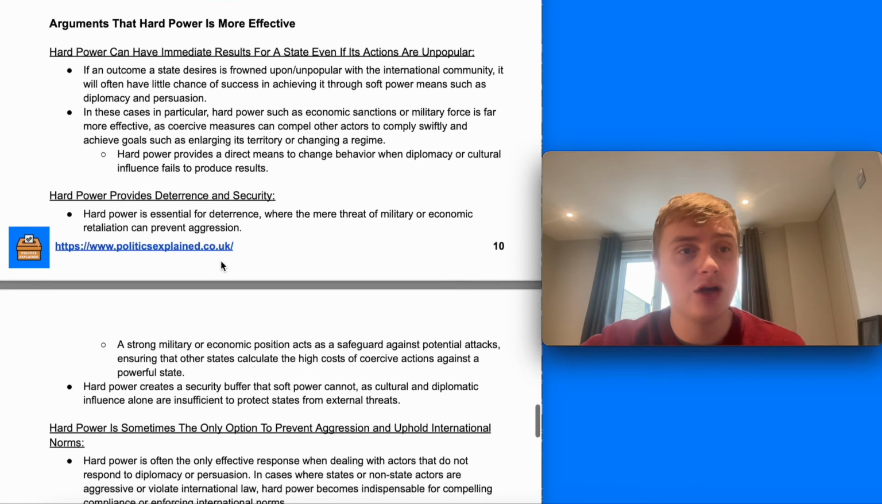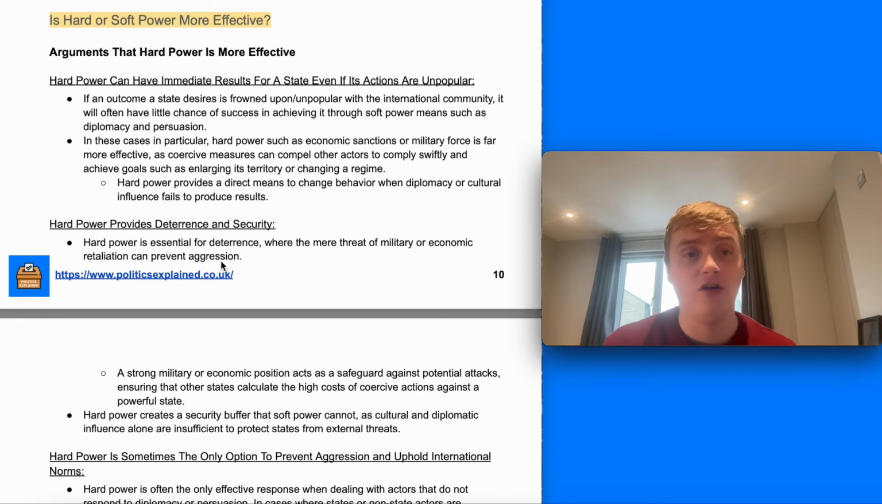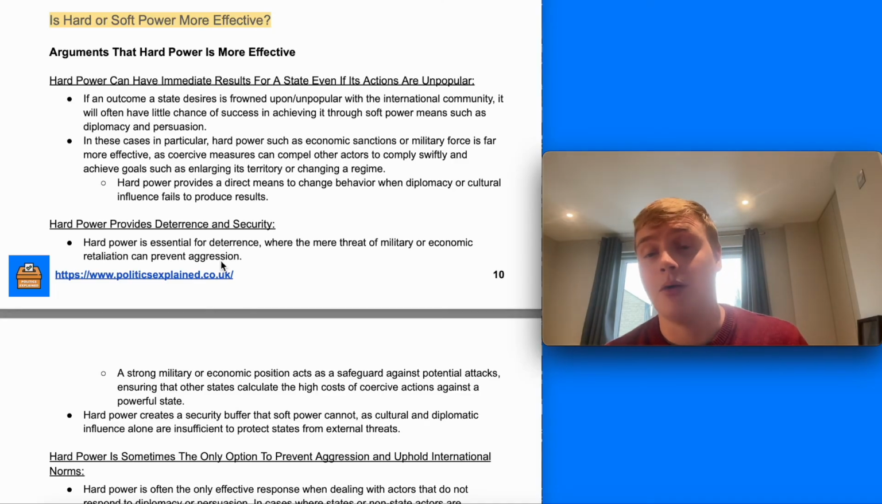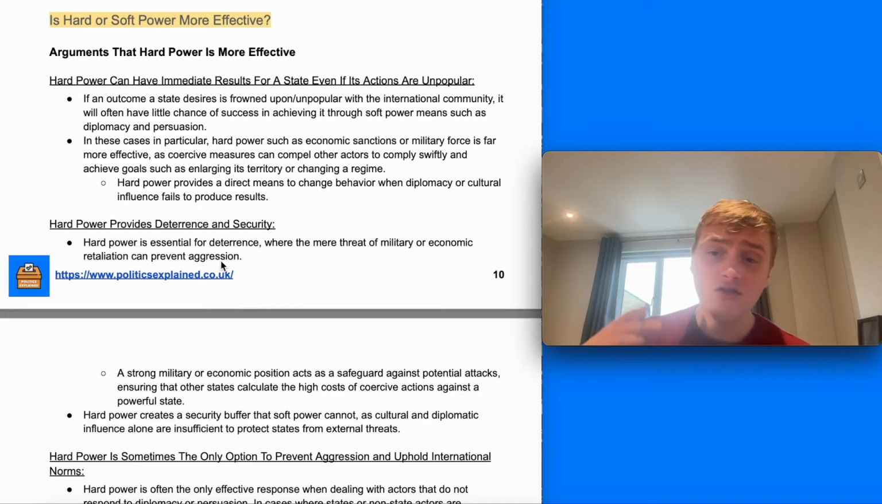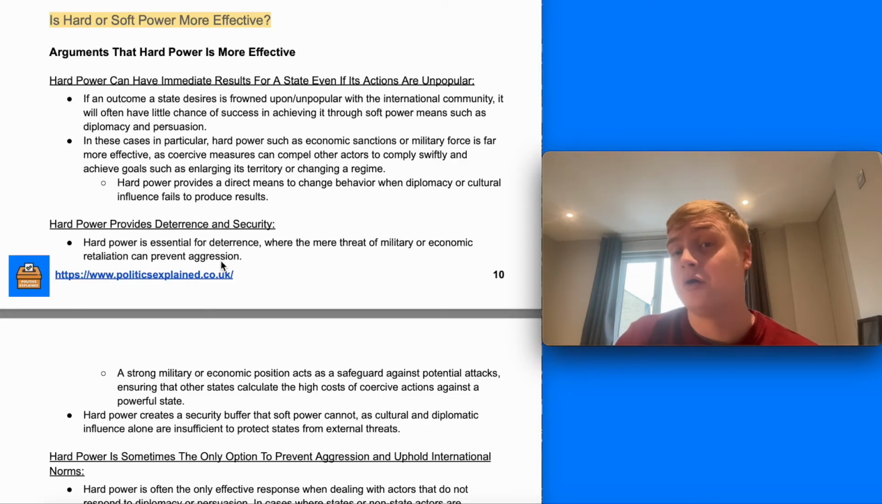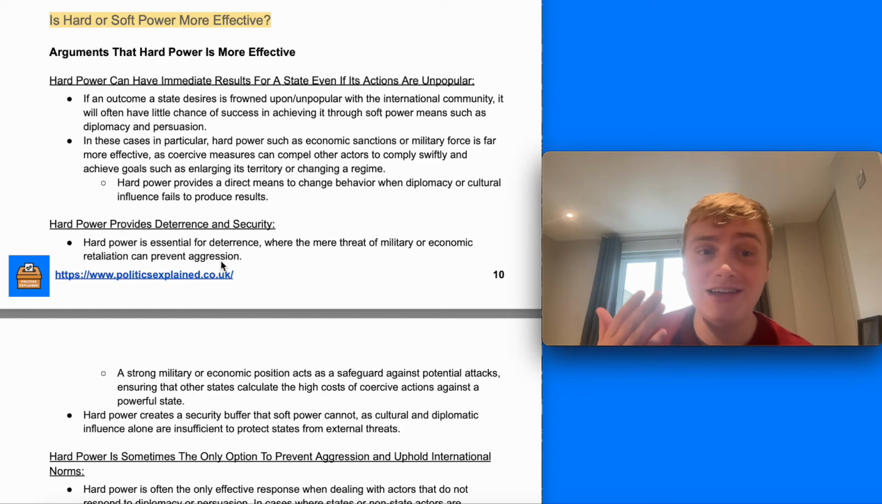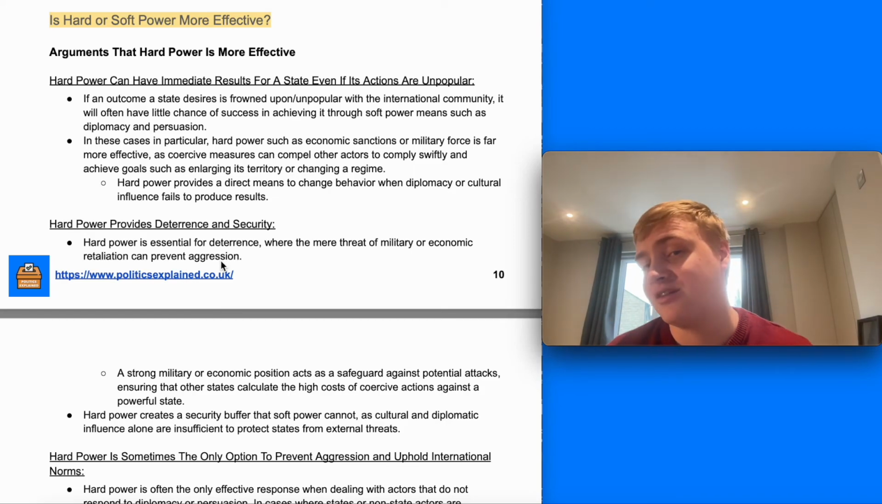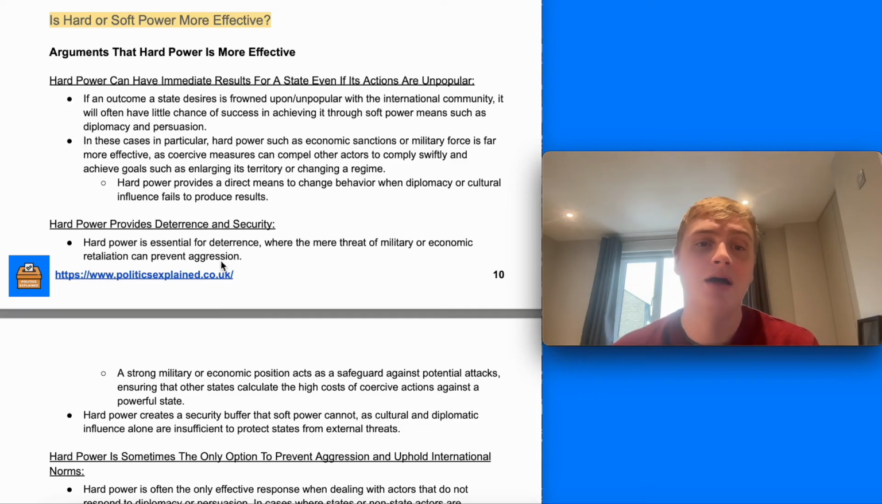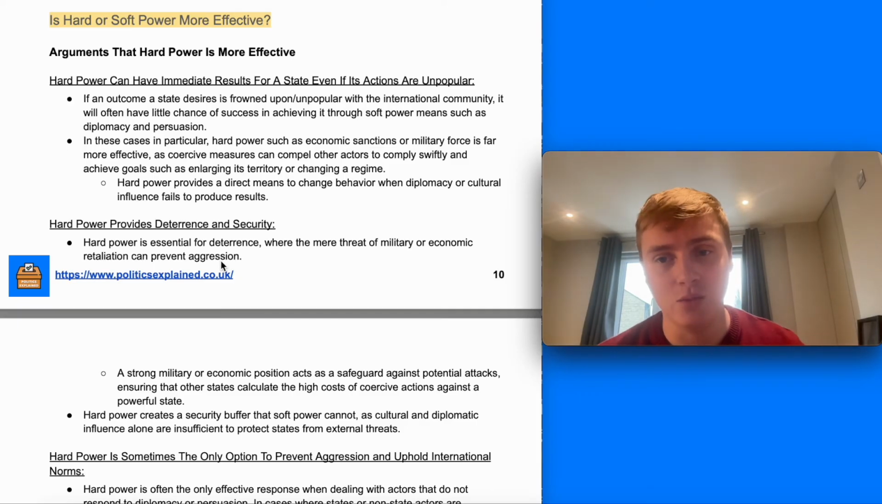So, the final thing we're going to have a look at is the debate over whether hard power or soft power is more effective. First, we've got a number of arguments that hard power is more effective. Starting off with, hard power can simply have immediate results for a state, even if its actions are unpopular, in a way that soft power can't. So if a state desires an outcome or an action that's frowned upon and unpopular with other states in the international community, they're not going to be able to achieve it through persuasion and soft power. Therefore, they often need to use hard power, economic sanctions, or military force in order to achieve those aims, and soft power simply wouldn't be able to achieve them.